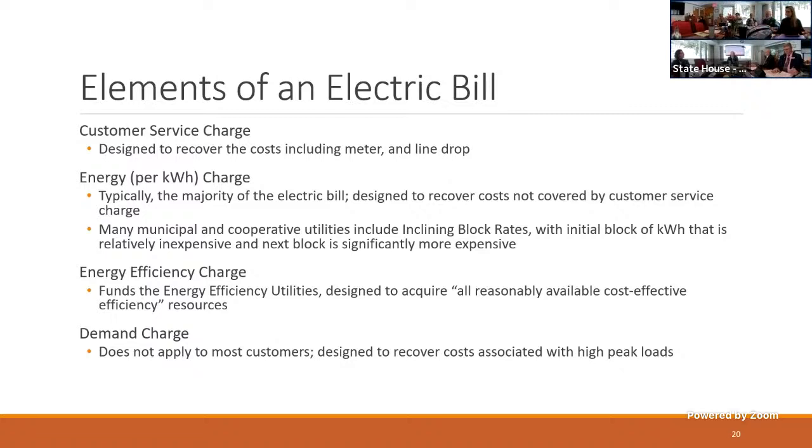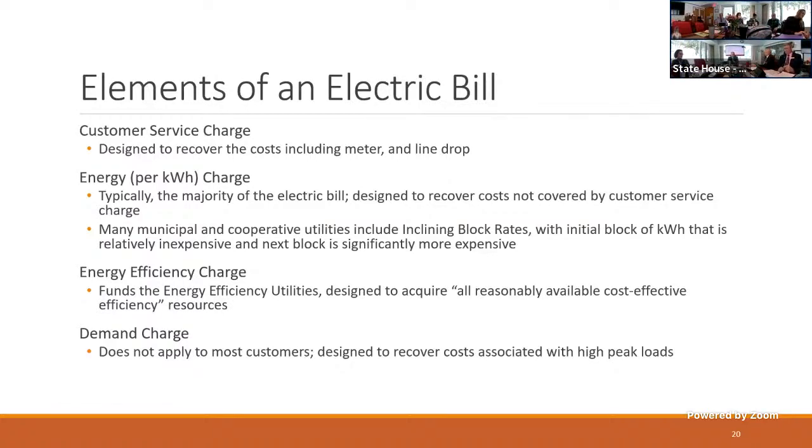That does not, in theory, that would cover all of the fixed costs of your service, but it is not usually big enough to do that. And there's some policy reasons why, which I'll go into in a second. There's the energy charge, the per kilowatt hour charge. Green Mountain Power is around 18 cents per kilowatt hour. That varies across the state. That's designed to recover the other costs not recovered in the customer service charge. So those energy costs, when I was talking about the variability in energy costs earlier, those are all intended to be covered by the energy charge.